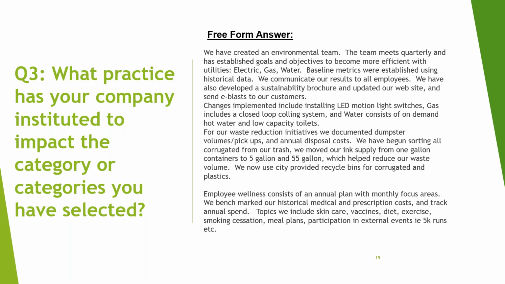Some of the changes that they implemented around this also include installing LED lights. They had waste reduction initiatives, and they also implemented an employee wellness program, which consists of an annual plan with monthly focus areas. They benchmarked their historical costs, and they started tracking their spend annually and seeing what improvements they could put in place. So when you compare this submission to the previous one, this one just has more meat to it, and they're doing a lot more activities related to sustainability than what you saw in the first example.